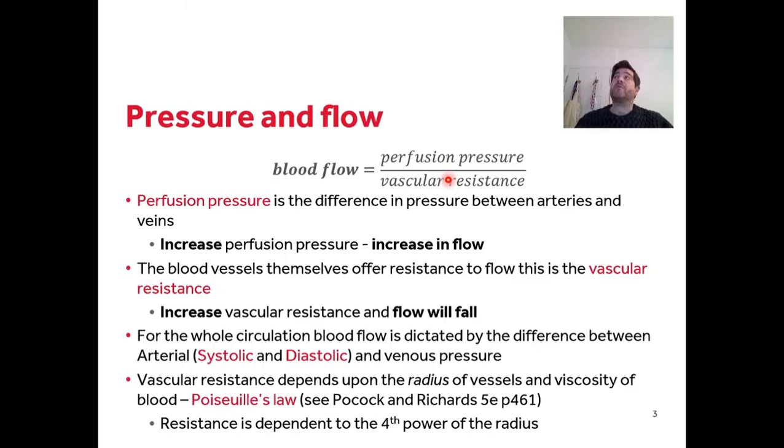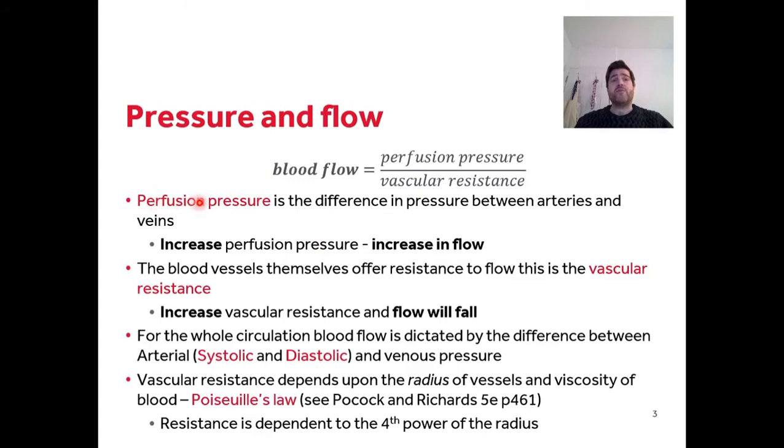So think about a hose pipe. The amount of flow is determined by the resistance of the pipe to flow. The wider that pipe, the more flow that you get. The more constricted that pipe, then you might get increased velocity of flow, but it's under much higher pressure.